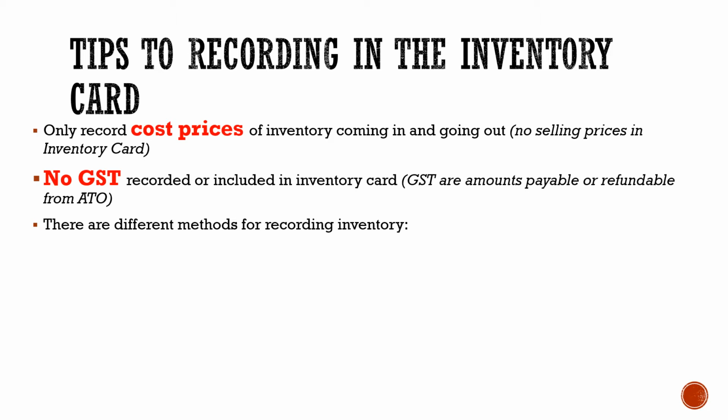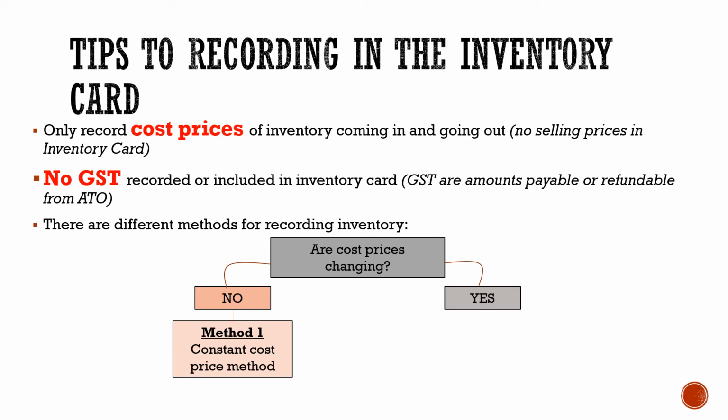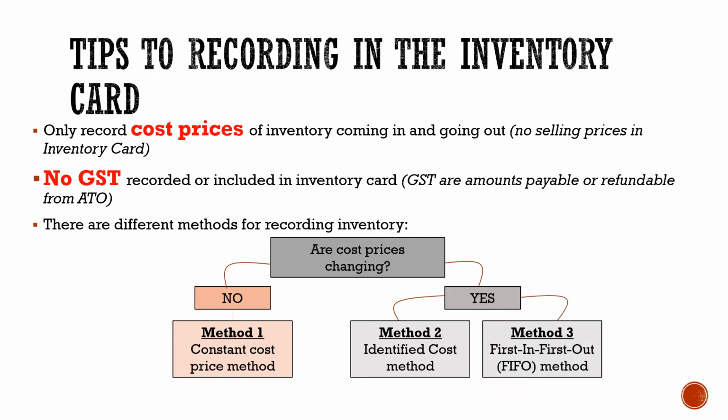Next, there are different methods for recording inventory. The first question we ask ourselves is, are cost prices changing? In other words, from one batch of inventory to another batch of the same inventory purchased from the supplier, we are seeing whether the cost prices have stayed the same or if they have decreased or increased. If the cost prices are not changing, we use the first method, which is the constant cost price method. However, if the cost prices are changing, we can choose either one of two methods. The first one being the Identified Cost method, and the next one being the first in, first out FIFO method.